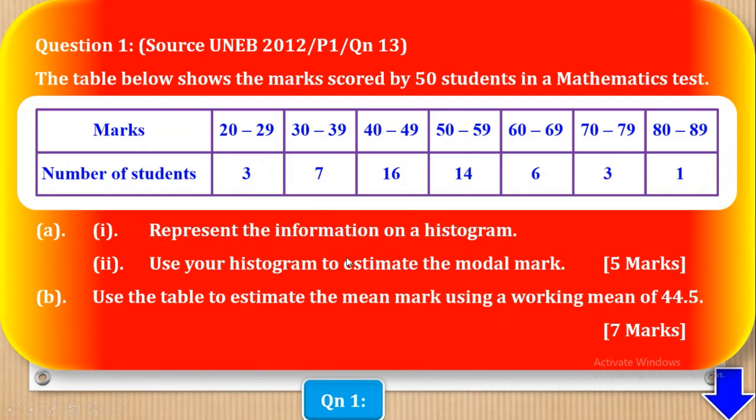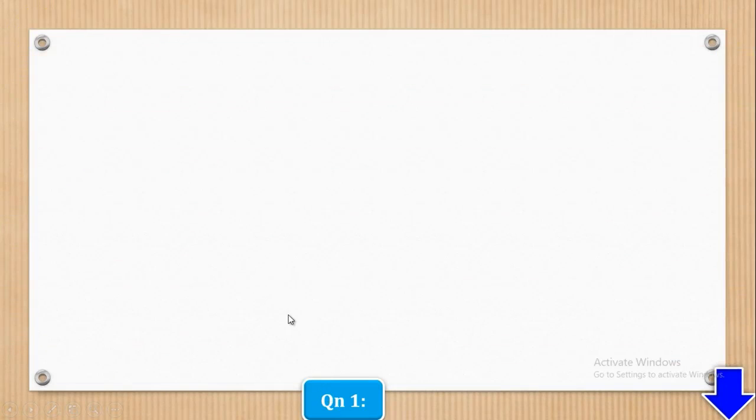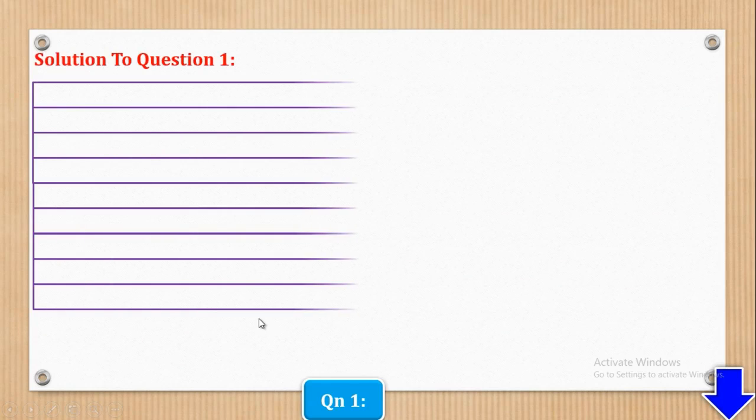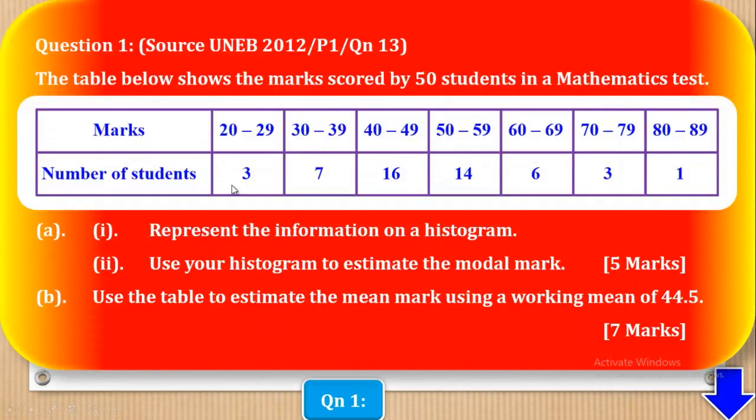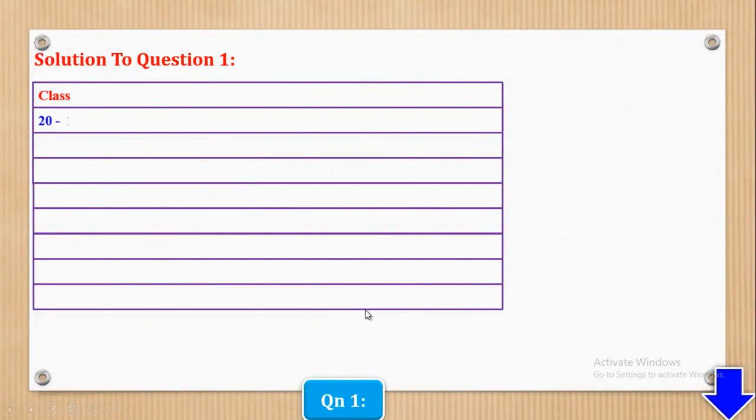So before we draw the histogram, or before you start answering the questions, the first thing we are going to do is to tabulate our information given. So the first column will be for class, and for the class will be these values. So the marks here are the very values we shall put under the column for class. So let's do that. Okay, so that is the class.